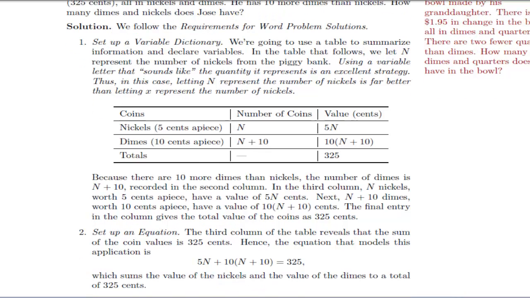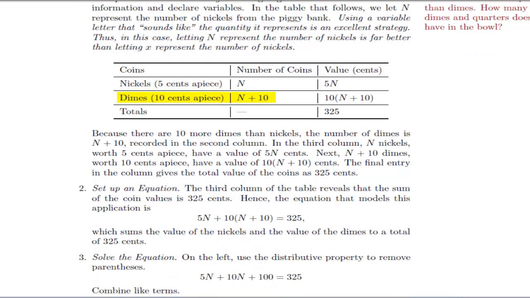Because there are 10 more dimes than nickels, the number of dimes is N plus 10, recorded in the second column. In the third column, N nickels worth 5 cents apiece have a value of 5N cents. Next, N plus 10 dimes worth 10 cents apiece have a value of 10 times (N plus 10) cents. The final entry in the column gives the total value of the coins at 325 cents.